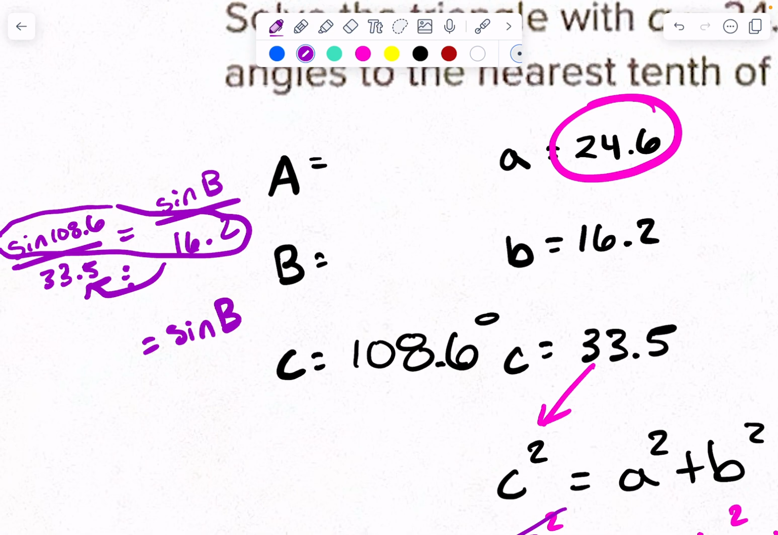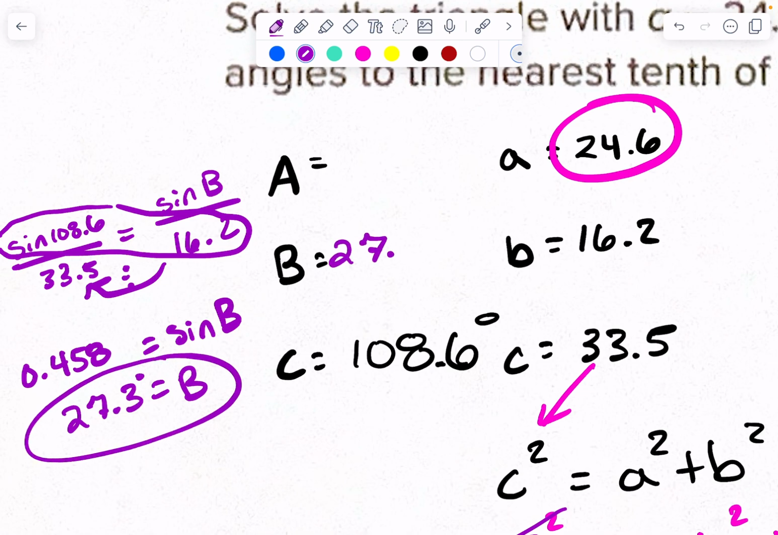Okay, times 16.2 divided by 33.5. And I got like 0.458. If you're writing all your steps down, you don't necessarily have to. I don't care. Inverse sine of that, capital B, is 27.3 degrees.